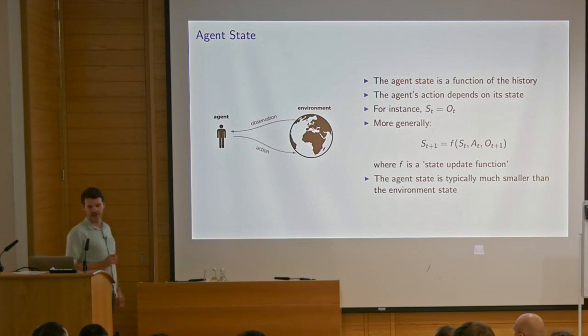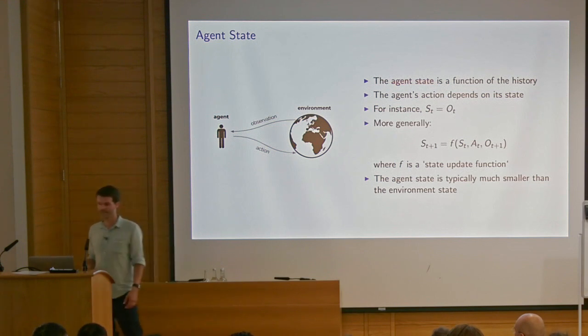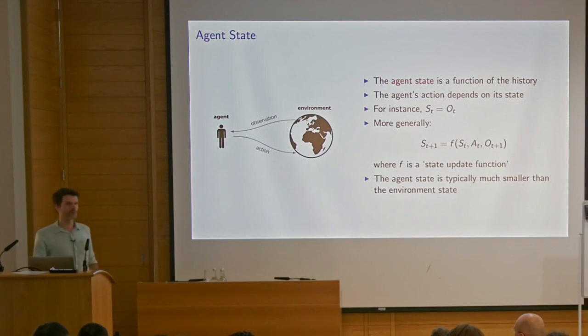So the agent state can only ever be a function of the history, and the agent's actions can only ever depend on its state. That's the definition of the state. It is what is in the agent right now, so its actions must depend on that and only that. An example would be that the state is your observation. This would be one choice, but it might not be the best choice. More generally, it might be some function of the previous state, action, and the current observation, where f there is what's sometimes called the state update function. You could also toss the reward in there or whatever else there is in terms of signals. I didn't put the reward there because you could also think of the reward as being part of the observation, or as I said, being internal to the agent.